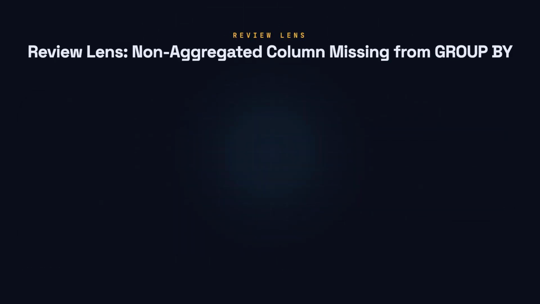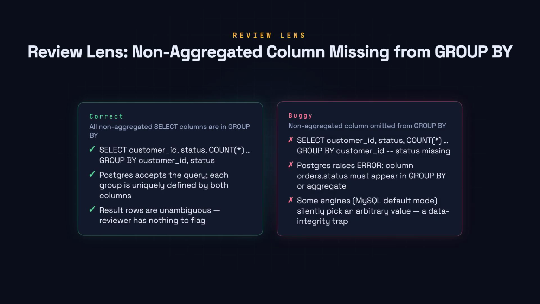The classic group by mistake is selecting a column that is neither aggregated nor listed in group by. Postgres hard errors, which is actually helpful. The danger is code that ran fine on MySQL and gets ported over. MySQL, in its default mode, would silently return a non-deterministic value for that column.